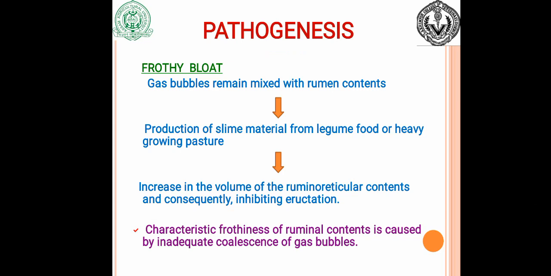Pathogenesis. In frothy bloat, the gas bubbles remain mixed with the rumen contents, which leads to the production of slime material from legume food or heavy growing pasture. It thus increases the volume of the ruminoreticular contents and consequently inhibits eructation. The characteristic frothiness of ruminal contents is caused by inadequate coalescence of gas bubbles.